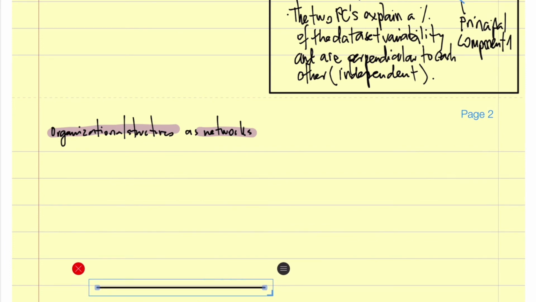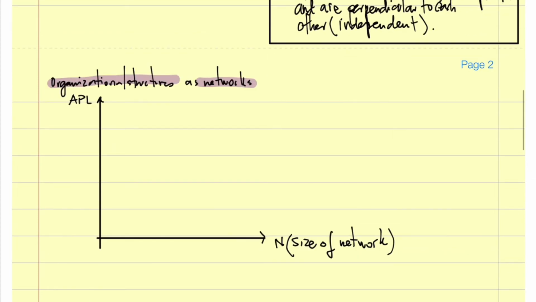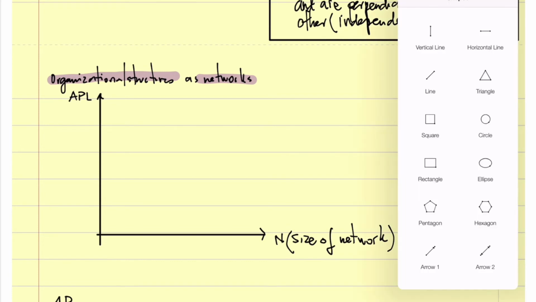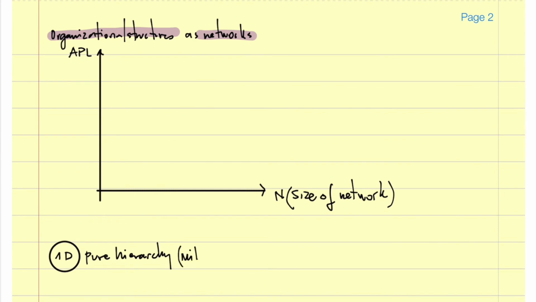Let's say the x-axis is the size of the network, n, number of nodes, just as we had it before. And here we get our average path length, APL. Okay. It turns out that if we have a one-dimensional, 1D network, let's say we have a pure hierarchical network, like in the military, okay? Pure hierarchy. Example is the military, where you have your chain of command, let's say.